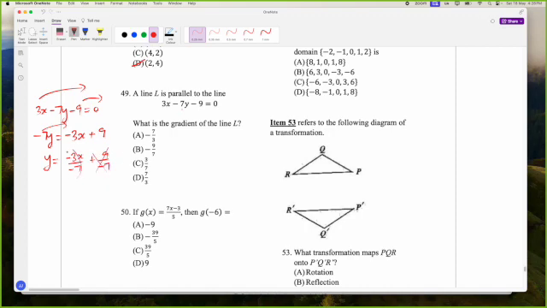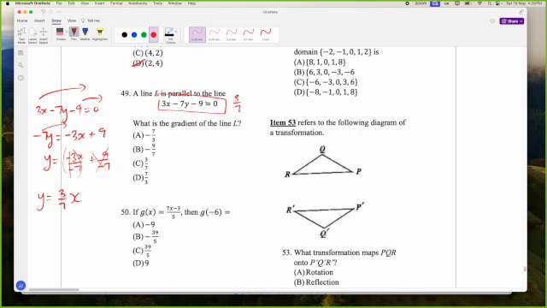I don't really care about this part. You'll see that these two negatives will cancel. So y will be 3 over 7x, right? Or 3x over 7 if you prefer that. Now, you can see here the gradient of this line is 3 over 7.